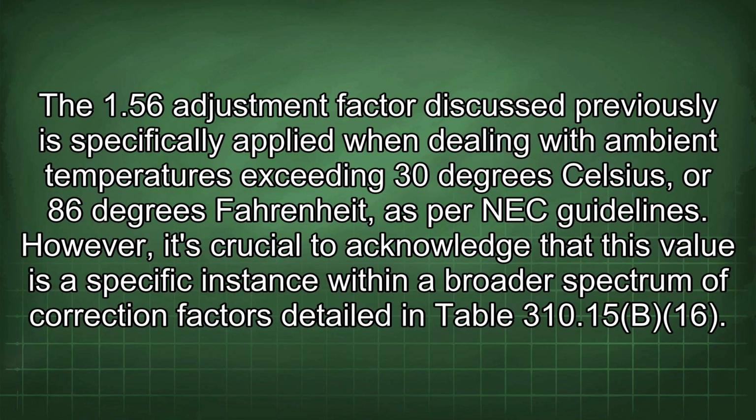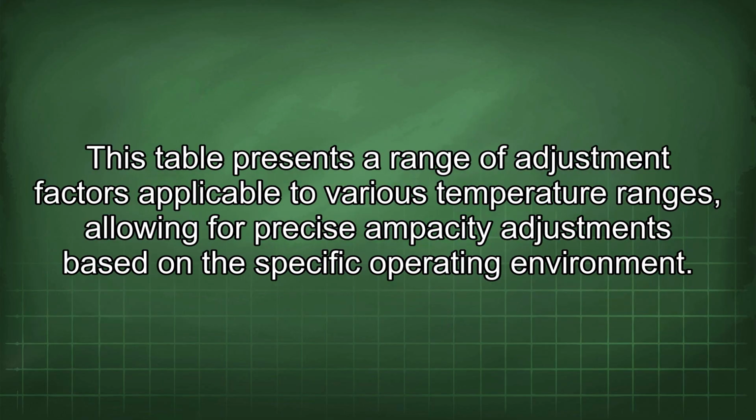The 1.56 adjustment factor discussed previously is specifically applied when dealing with ambient temperatures exceeding 30 degrees Celsius or 86 degrees Fahrenheit as per NEC guidelines. However, it's crucial to acknowledge that this value is a specific instance within a broader spectrum of correction factors detailed in Table 310.15(B)(16). This table presents a range of adjustment factors applicable to various temperature ranges, allowing for precise ampacity adjustments based on the specific operating environment.